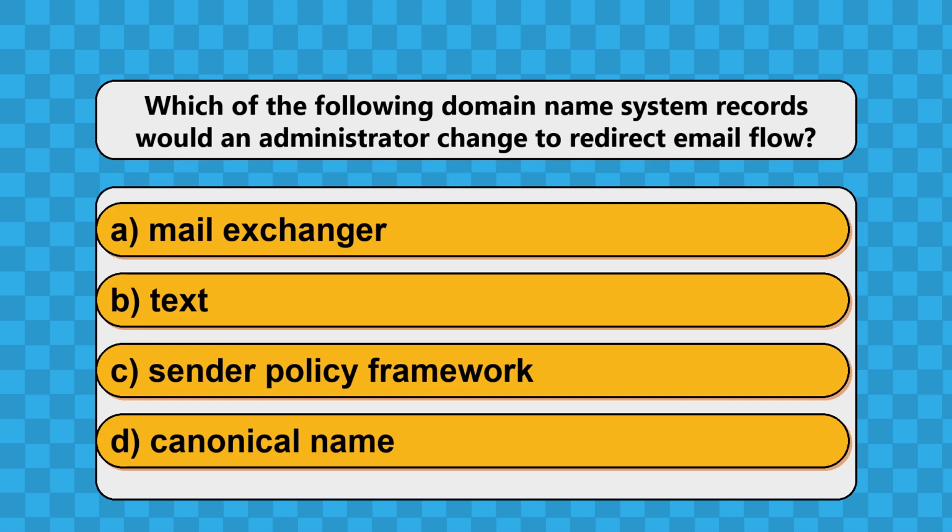Question 63. Which of the following domain name system records would an administrator change to redirect email flow? Option A, Mail Exchanger. Option B, Text.